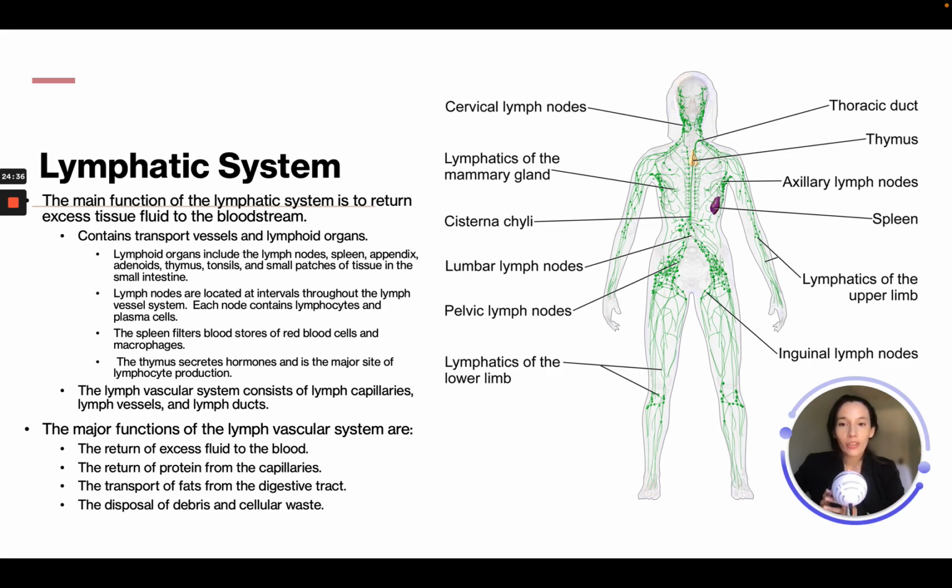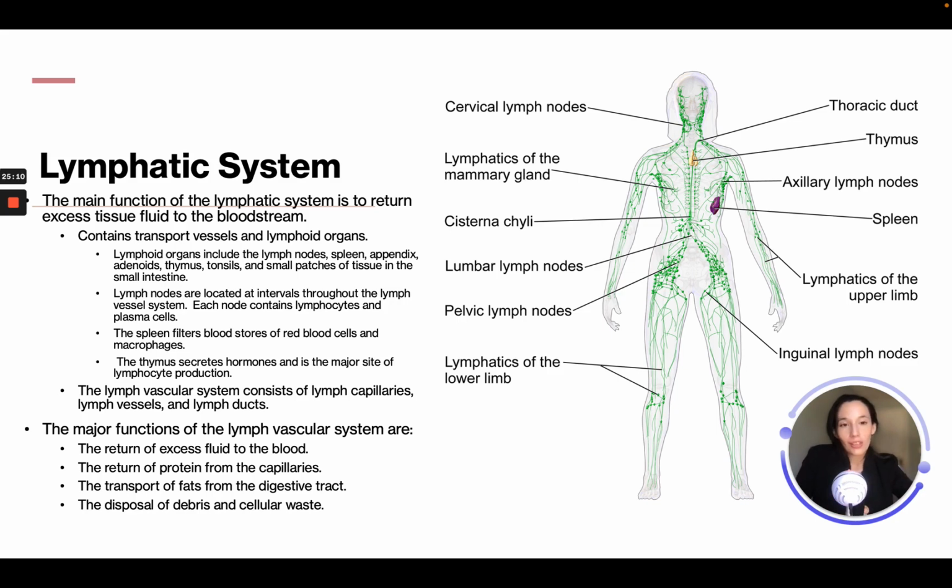The spleen filters blood stored of red blood cells and macrophages. And the thymus secretes hormones and is the major site of lymphocyte production. The lymphovascular system consists of lymph capillaries, lymph vessels, and lymph ducts. And the major functions of the lymphovascular system are to return excess fluid to the body, return protein from capillaries, transport fats from the digestive tract, and disposal of debris and cellular waste.